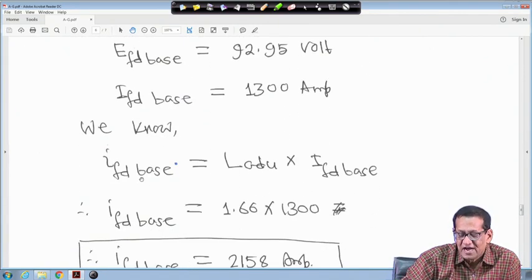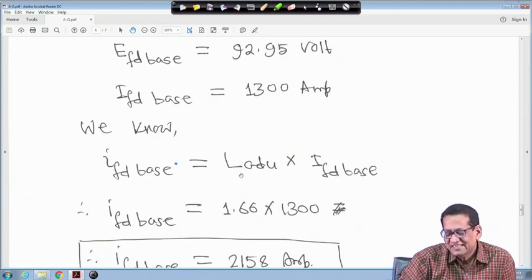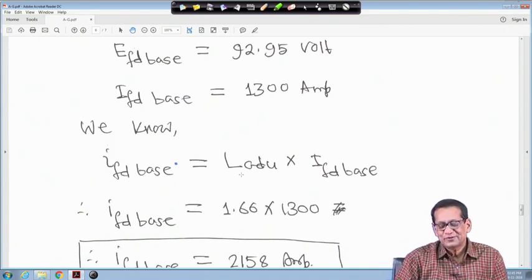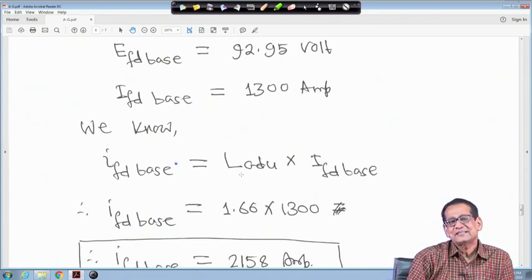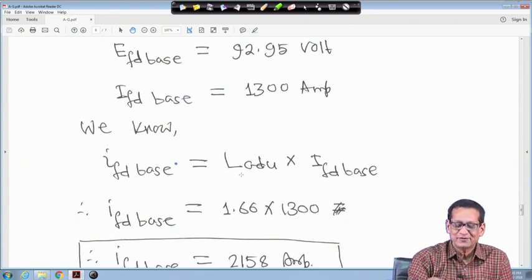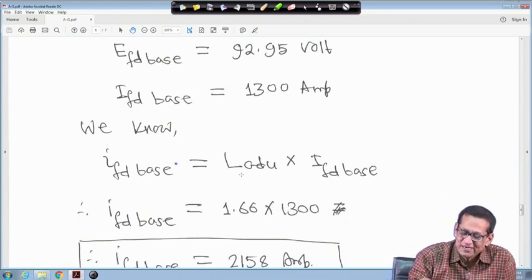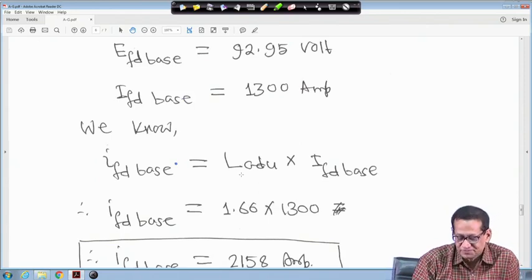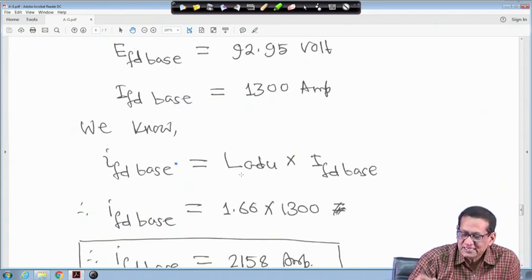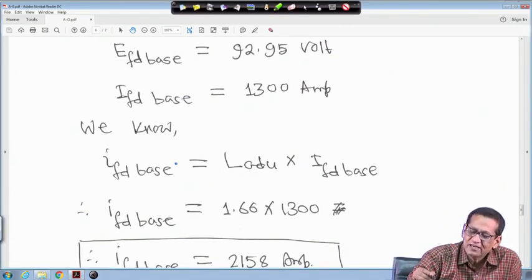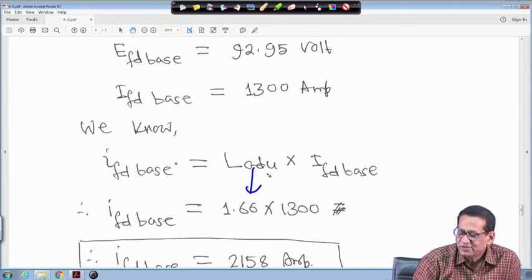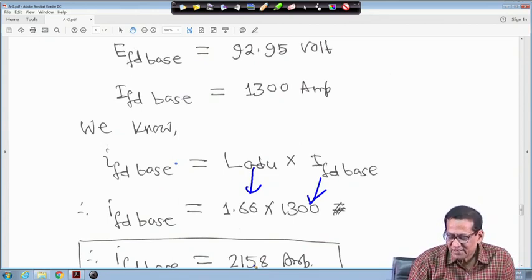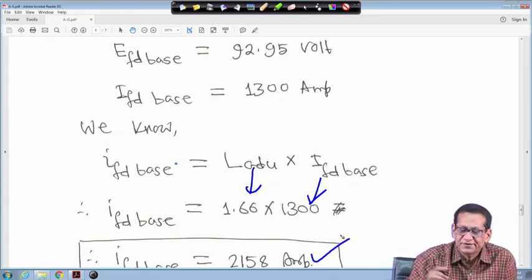Now, we know that IFD base is equal to LADU into IFD base, because in the per unit system, inductance and reactance are the same in per unit, as I told you. That is why instead of writing in terms of X, I have written LADU into IFD base. Therefore, IFD base will be 1.66 into 1300, as this data is given, so IFD base will be 2158 ampere.